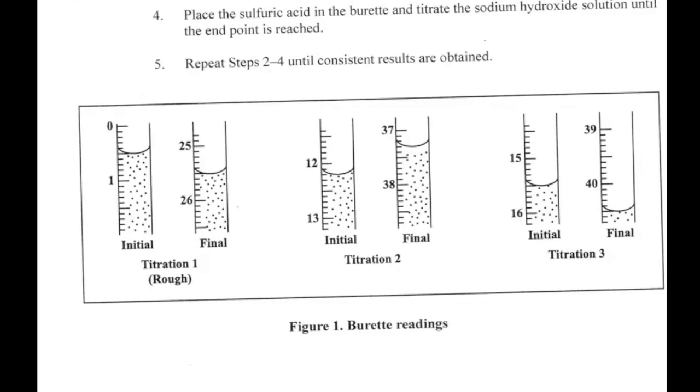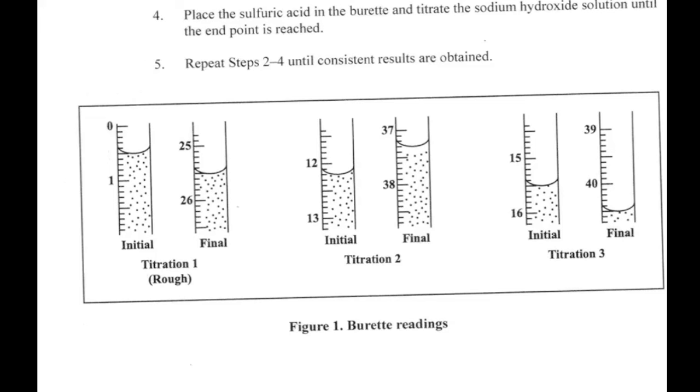All right, so this is figure 1 showing the burette readings. Now in part 1 of B, we're being asked to complete table 1, which we'll show in a little while, by using the readings shown in figure 1. Table 1 is showing titration of sodium hydroxide solution with sulfuric acid. So we're just going to record the readings that are here, then fill them in our table and do the calculation.